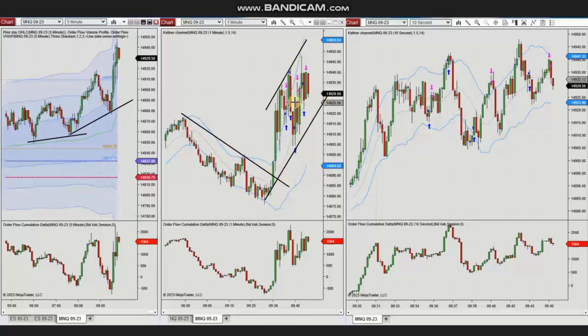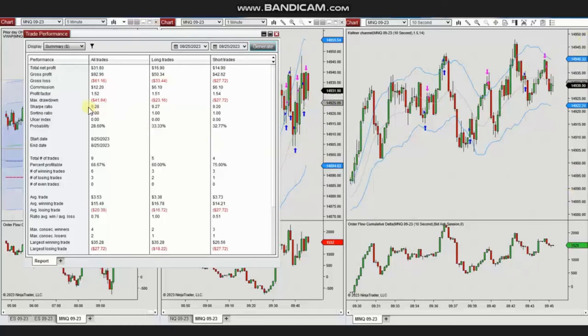And this uptrend channel was traded using the setup C and T and B. And we can see that he reached a profit factor of 1.52 with a 66% win rate and an average win to loss ratio of 0.76. So thank you, Yan, for sharing your trades with us.